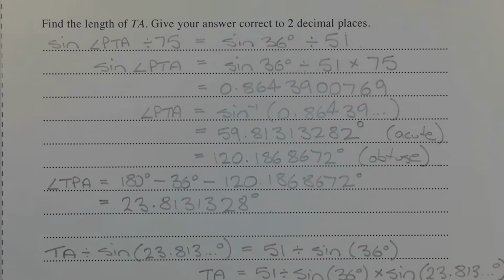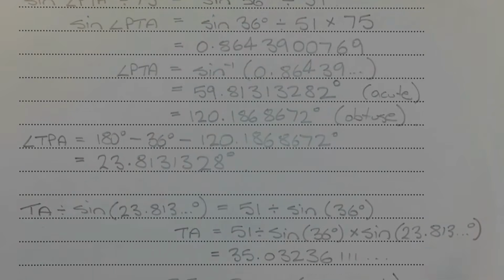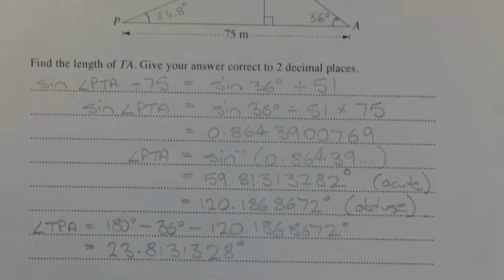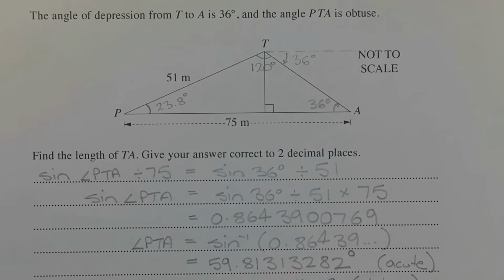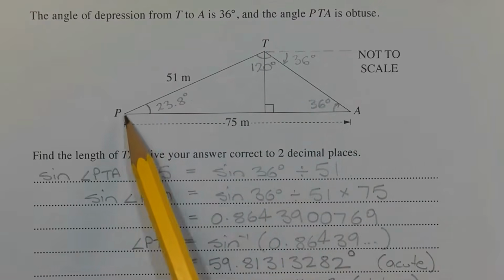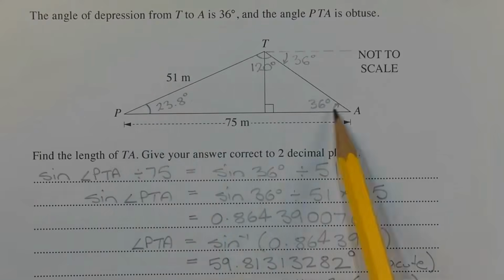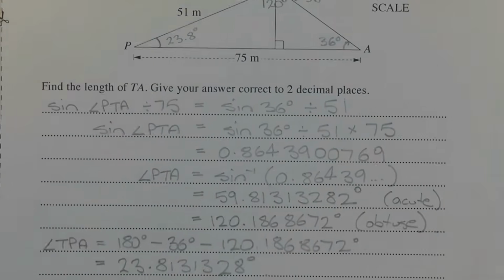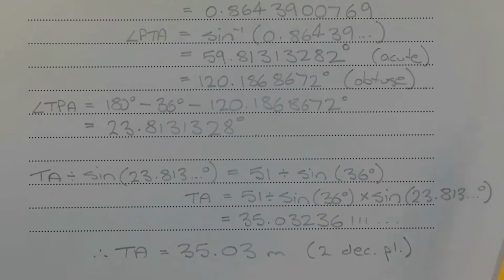We can apply the sine rule one more time to find the length of side TA. So going back to the diagram, we want to find the length of TA. We know this angle here, so that's a side angle pair where the angle is known but the side is unknown. And we can use the original side angle pair that we used earlier on, which is 51 meters opposite the 36 degree angle here. So TA divided by sine of 23.813 and so on degrees is equal to 51 divided by sine of 36 degrees.